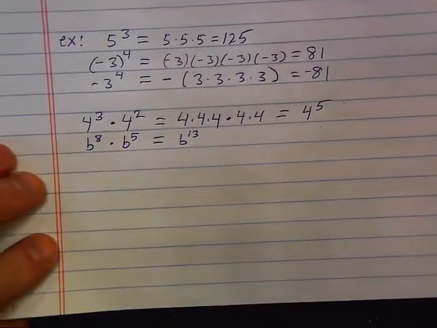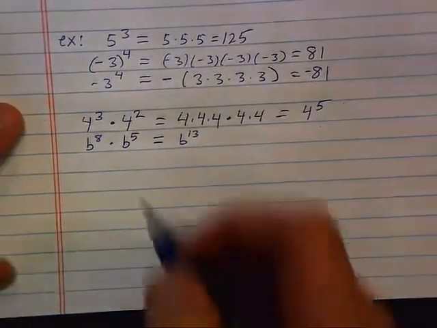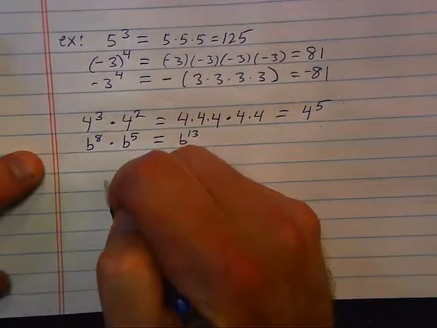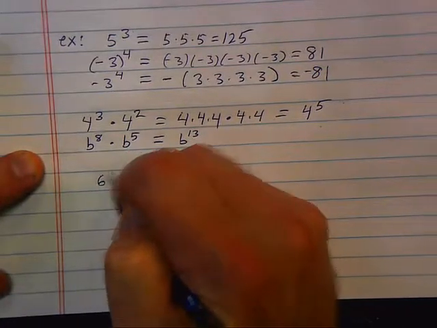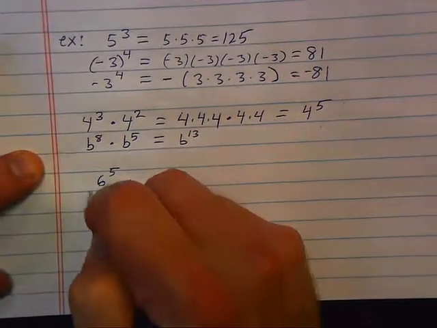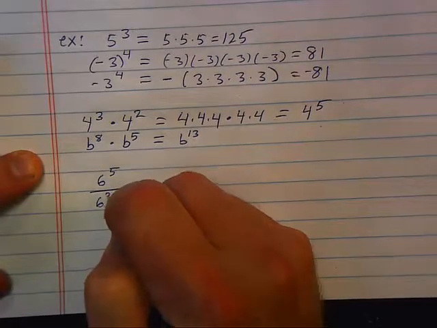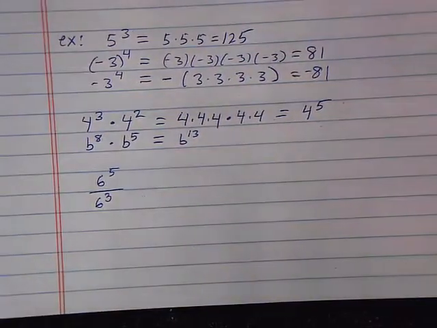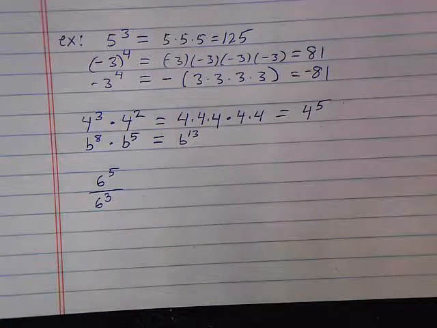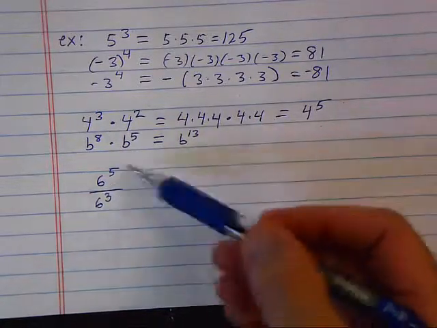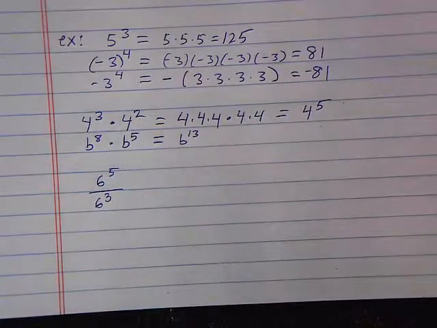All right, rule number 3 is kind of similar, except we're going to divide. What if I gave you 6 to the 5th and asked you to divide by 6 cubed? You subtract the exponents. That would make a lot of sense, wouldn't it? When we multiplied, we added the exponents, so it would make a lot of sense that when we divide, we should subtract the exponents. And that is correct.